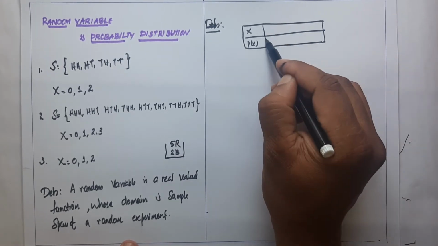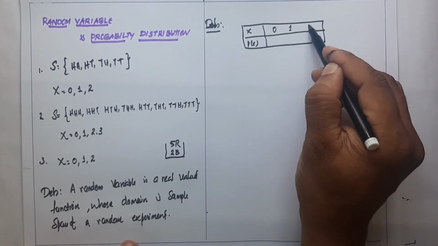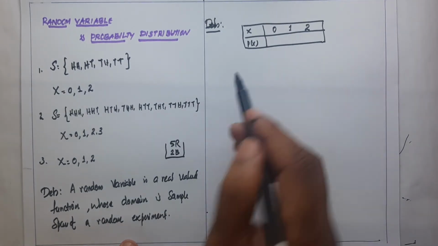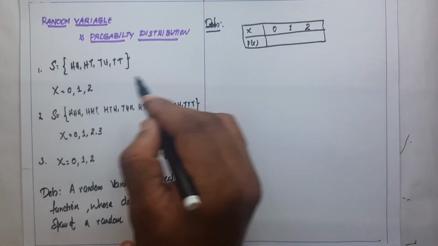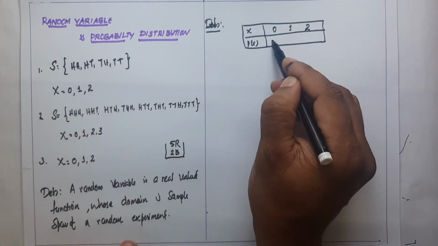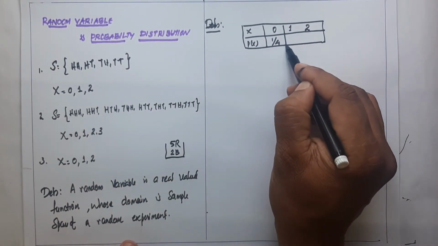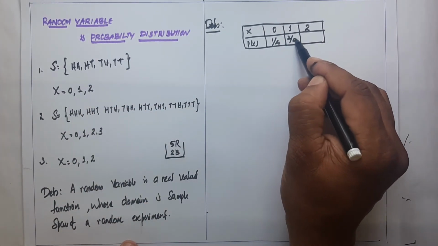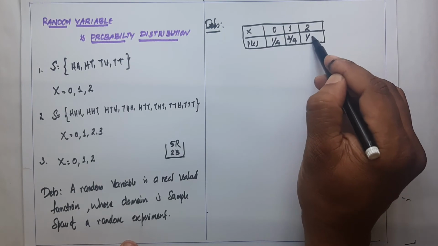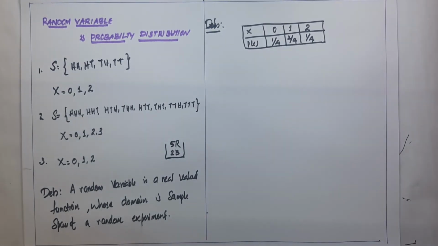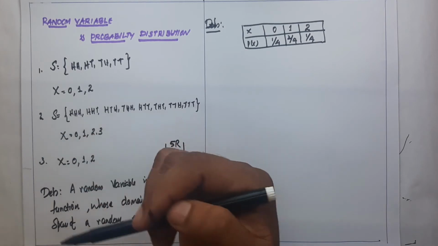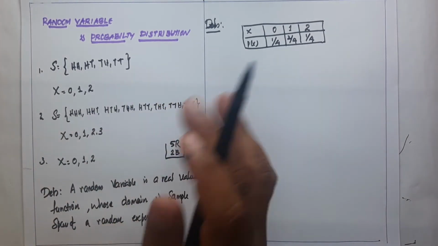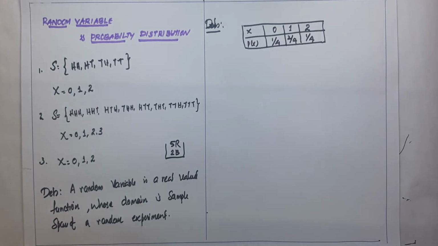The X values are 0, 1 and 2. 0 means no head. There is only one element which contains no head, that is TT, so the corresponding probability is 1 by 4. Then for one head, there are 2 elements, so the probability is 2 by 4. For 2 heads, only one element, so 1 by 4. This is called the probability distribution. It means the probabilities corresponding to the random variable are called the probability distribution. Also, the sum of the probability distribution is always equal to 1.